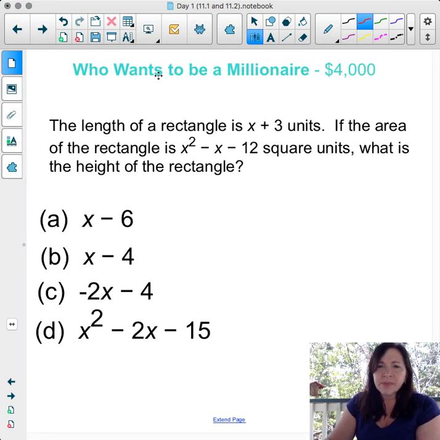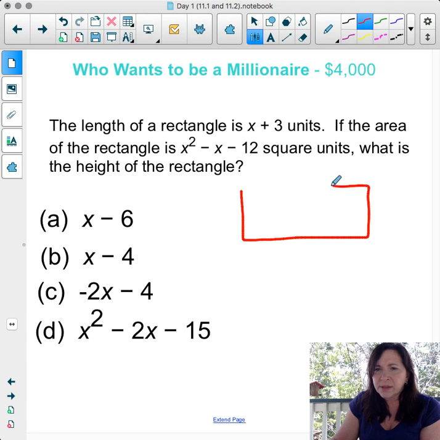For this problem, the length of a rectangle is x plus 3 units. It says if the area of the rectangle, so let's draw this, okay? It says the length of the rectangle, so we have length is x plus 3. We know the area is x squared minus x minus 12. We need to find the height, so we don't know this length here.